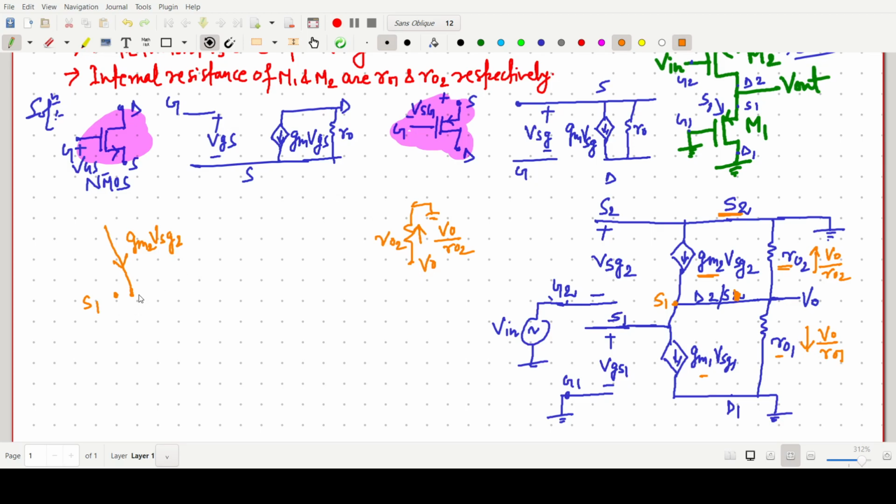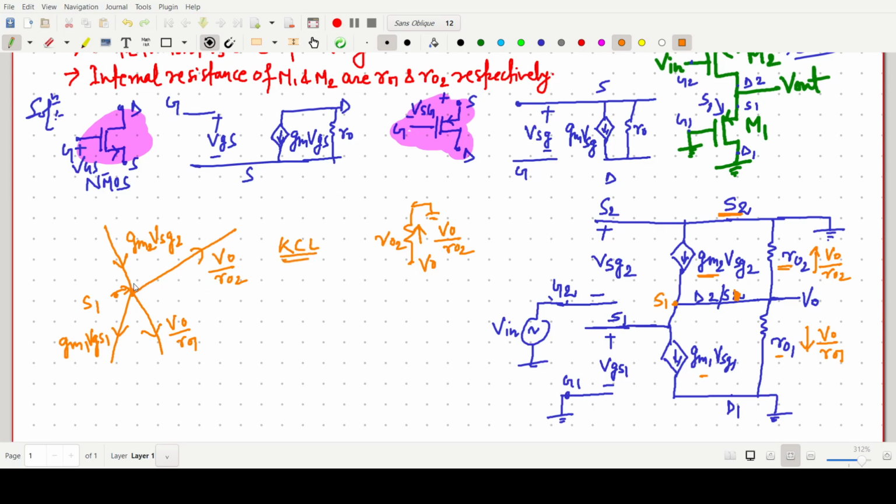VSG2. Okay, and one current is going in the upper direction, V naught by R naught 2, and one more current is going in that direction, that is our V naught by R1. And one more current at this point S1 is simply gm1 VGS1. So now we have to write the KCL, Kirchhoff's current law.